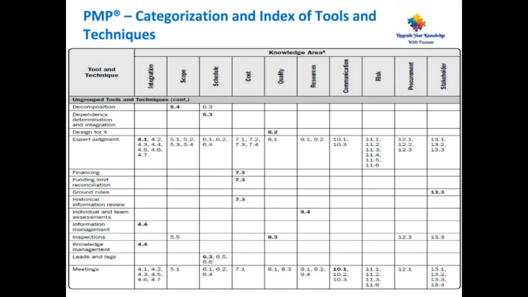Financing, it comes in cost. Funding limit reconciliation also comes under cost, that is in determine budget. Ground rules, it comes in stakeholder. Historical information review, again determine budget. Individual and team assessments, it comes in resources.